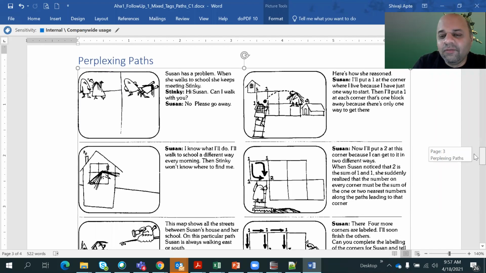What she says is, see, I'm going to start from my home on the left side. I will put a 1 on the corner where I live, because I have just one way to start, right? There is only one place that you could start. Fine. Then I shall put a 1 at each corner that is 1 block away, and I can directly reach it, because she could have gone to the left or she could have gone to the right. But after reaching the next point where there are more roads, she could have reached both of these places only in one way, right?